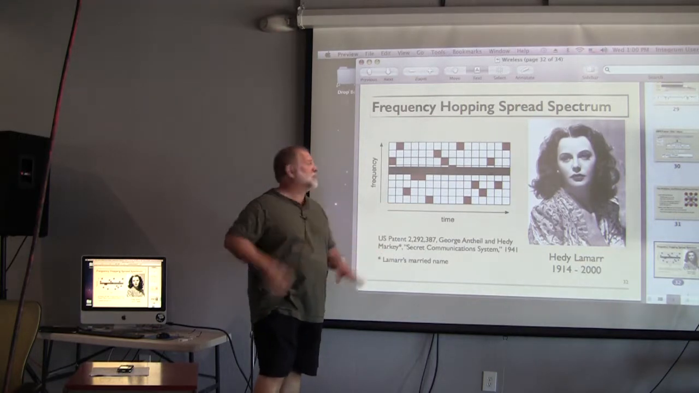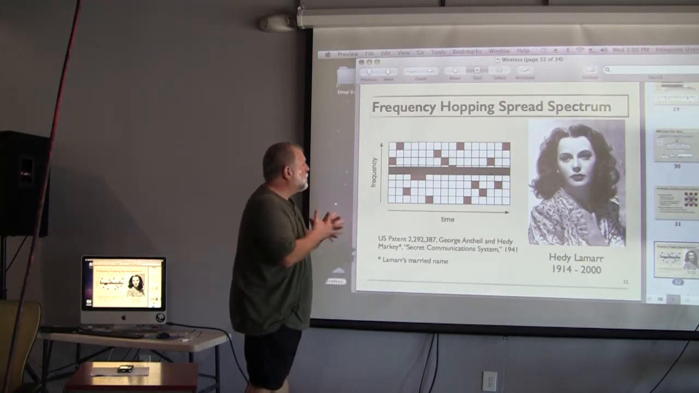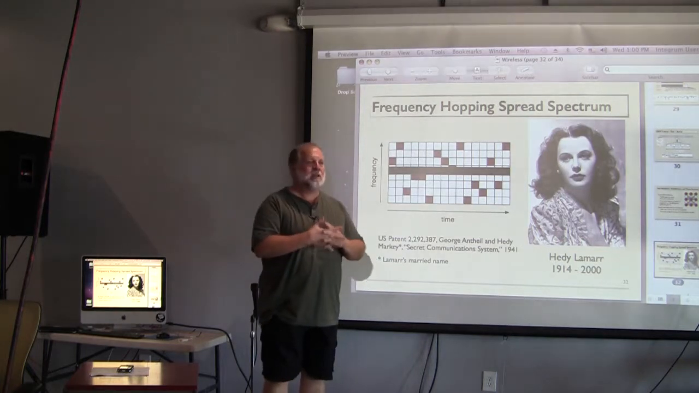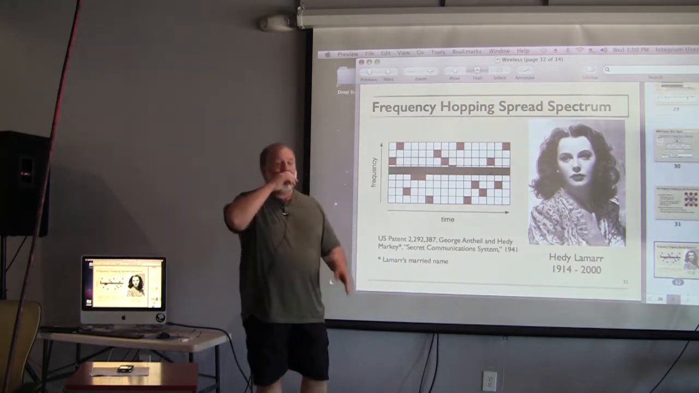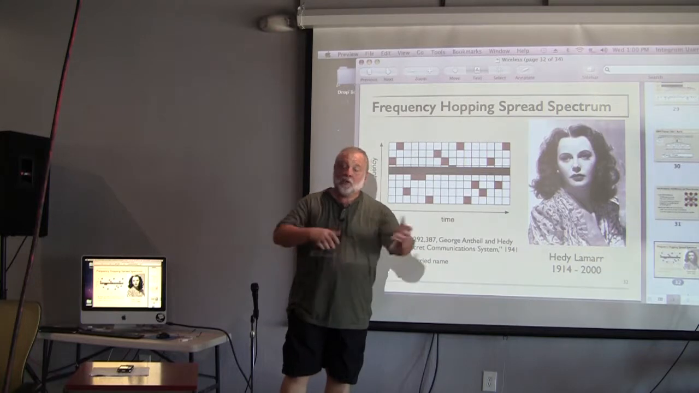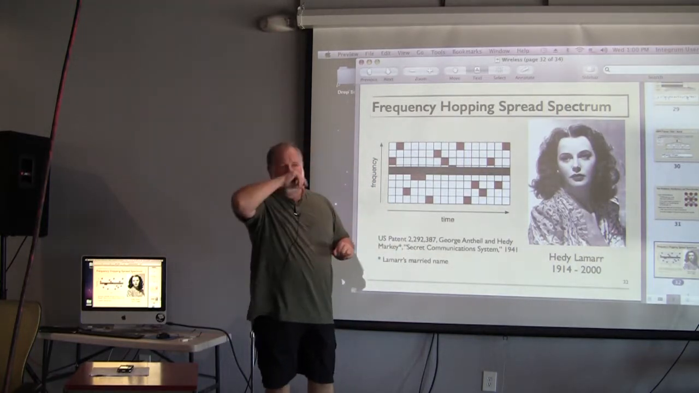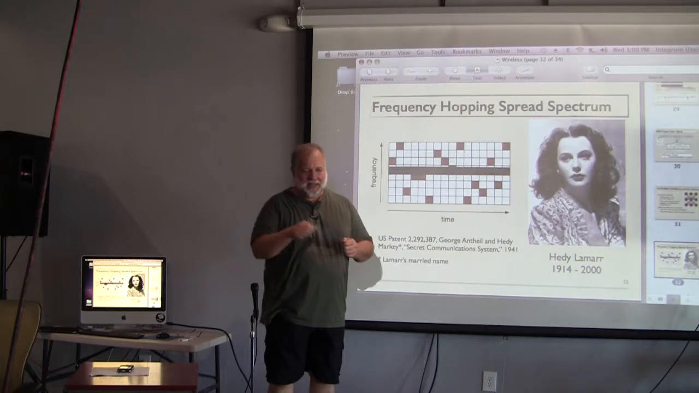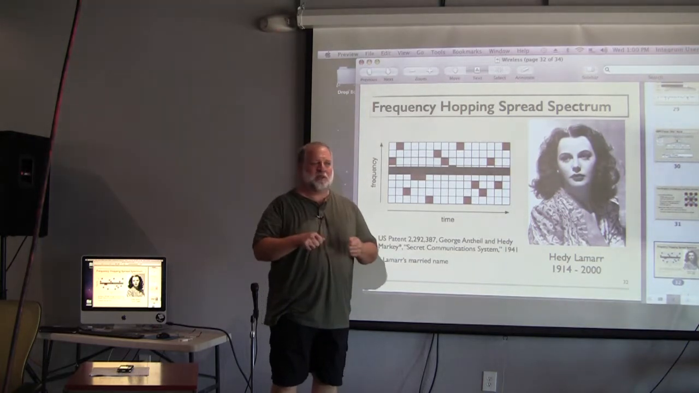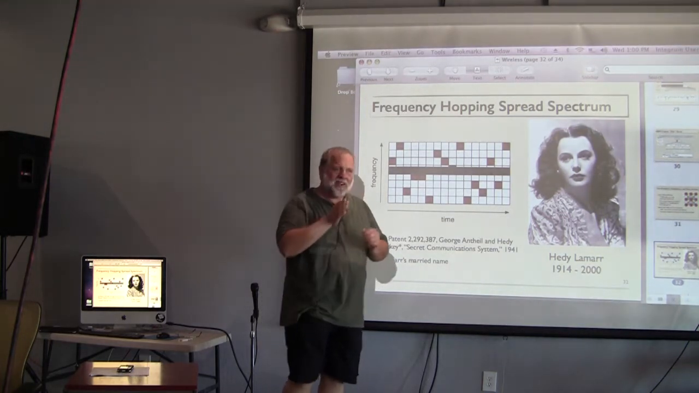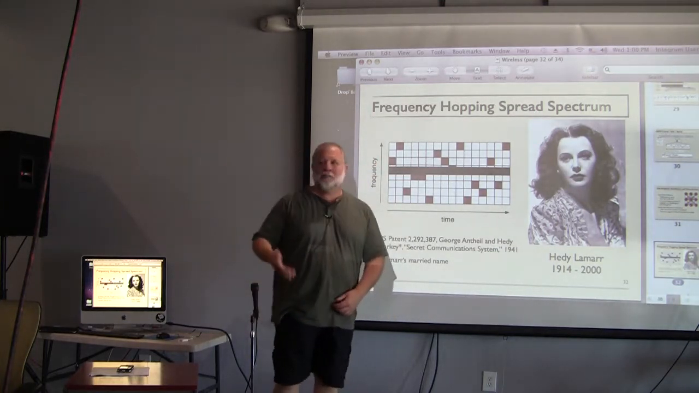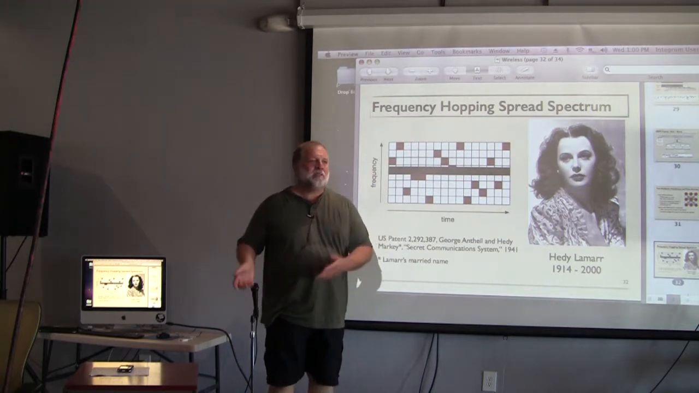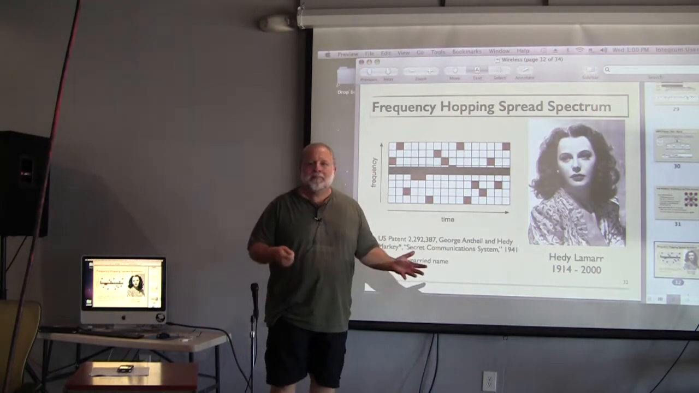Okay, the story goes like this. In World War II, they had these radio-controlled torpedoes. And you're thinking, what does this have to do with GSM? A lot. Basically, they'd launch a torpedo, and the torpedo would have a little antenna sticking out of the water, and the guy on the ship would have some sort of controller, and he'd say go left, go right, go left, and try to steer it to the enemy ship. Well, the enemy figured out that they're using radio-controlled torpedoes. All we have to do is get a bigger transmitter and jam it.